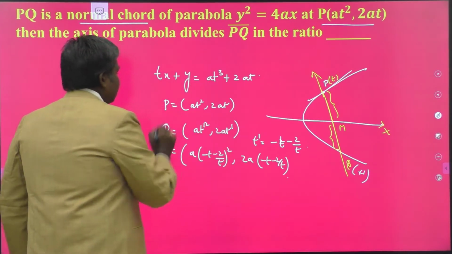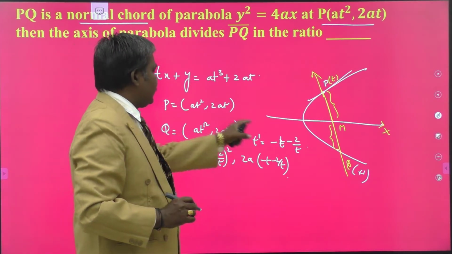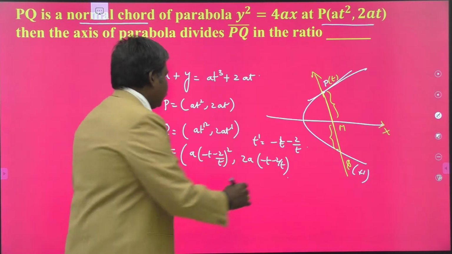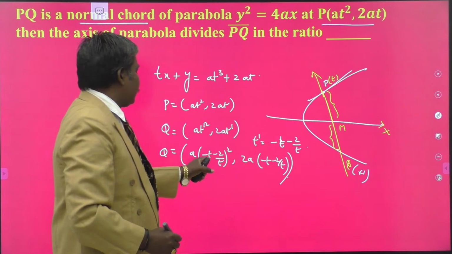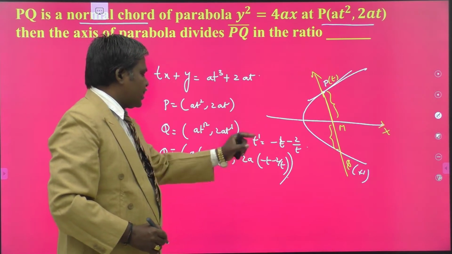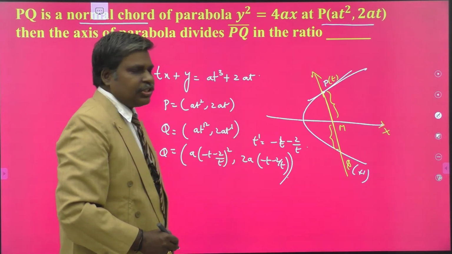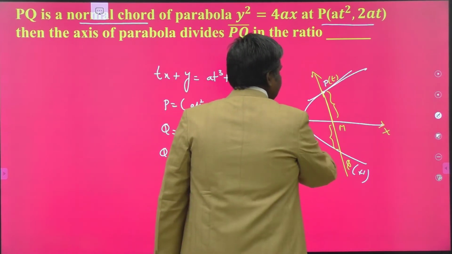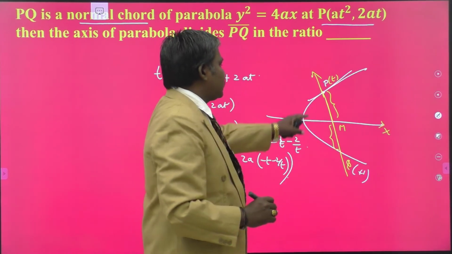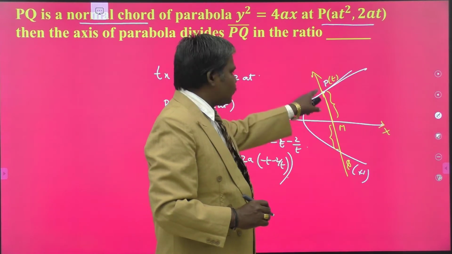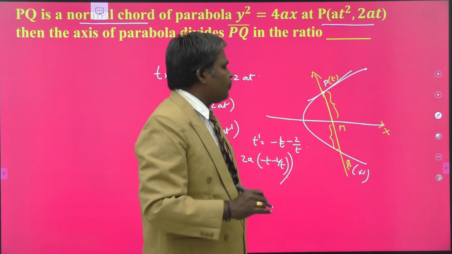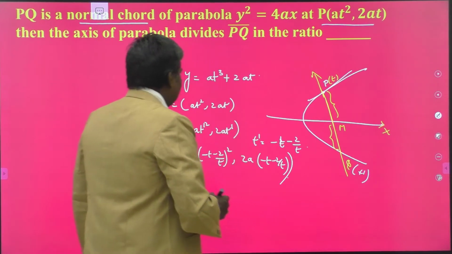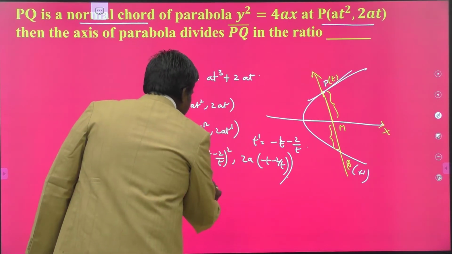These are the coordinates of Q. So the normal at P intersects the parabola again at Q, that is a into minus t minus 2 by t whole square comma 2a into minus t minus 2 by t. You have the two coordinates. The x-axis divides the line segment joining x1, y1 and x2, y2 in the ratio minus y1 is to y2. All of you know that. The ratio is what? Minus y1 is to y2.